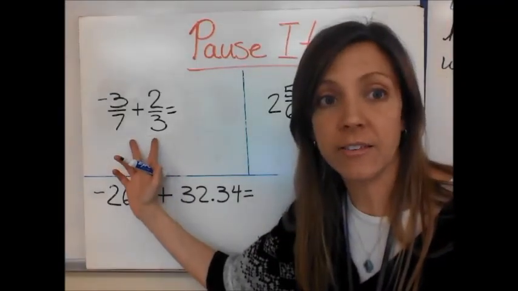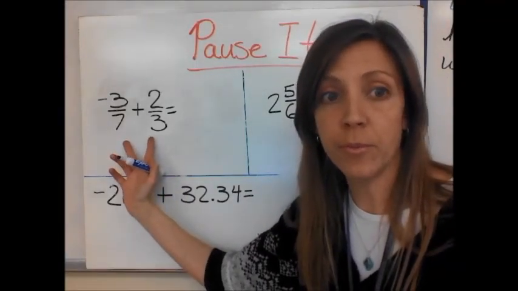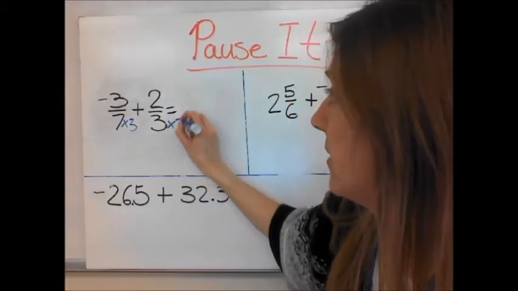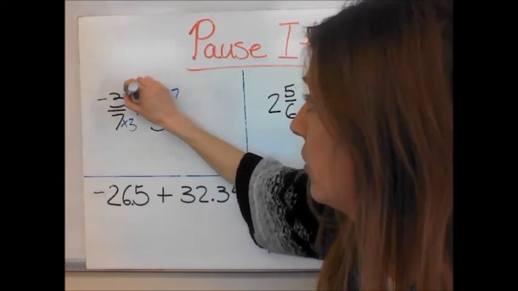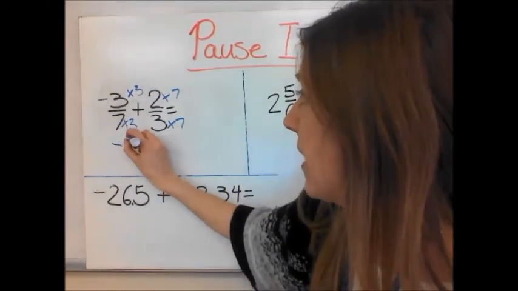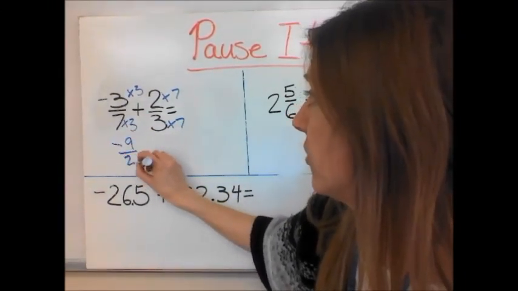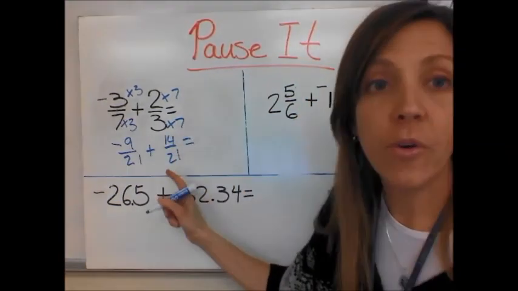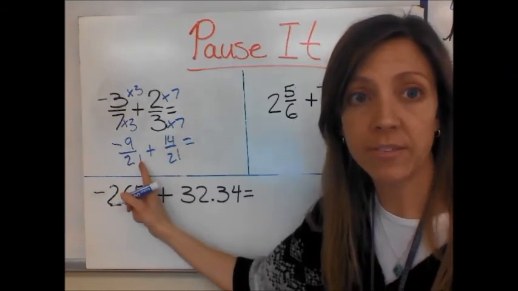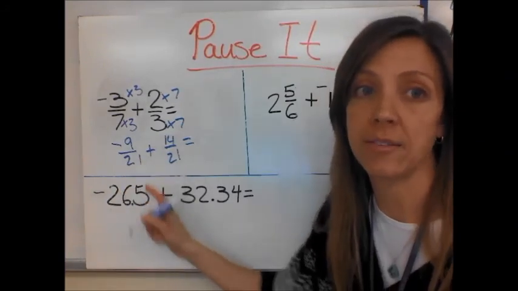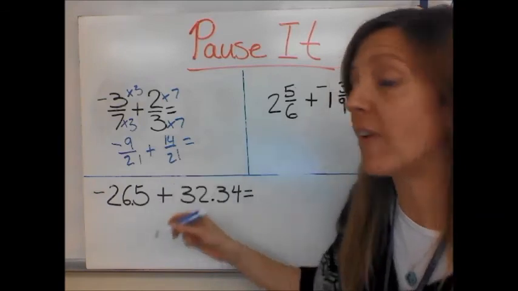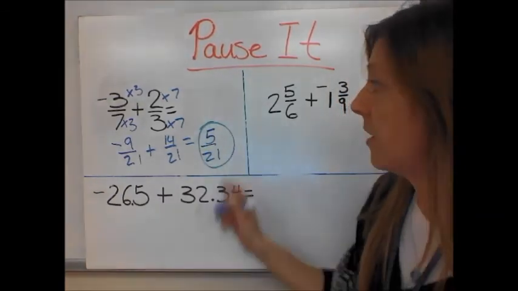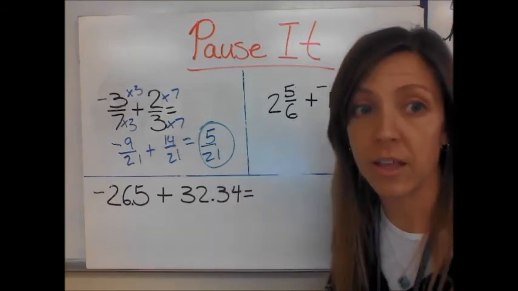All right, first we're going to get a like denominator. So the least common multiple of 7 and 3 is 21. Multiply 7 times 3 and 3 times 7. Whatever I do to my denominator, I do to my numerator. That leaves me with negative 9 21sts plus 14 21sts. When you add a positive and a negative, ask which one has more. There's more positivity, and subtract. I'm going to take 9 from the 14. That leaves me 5. 5 21sts is my answer here.